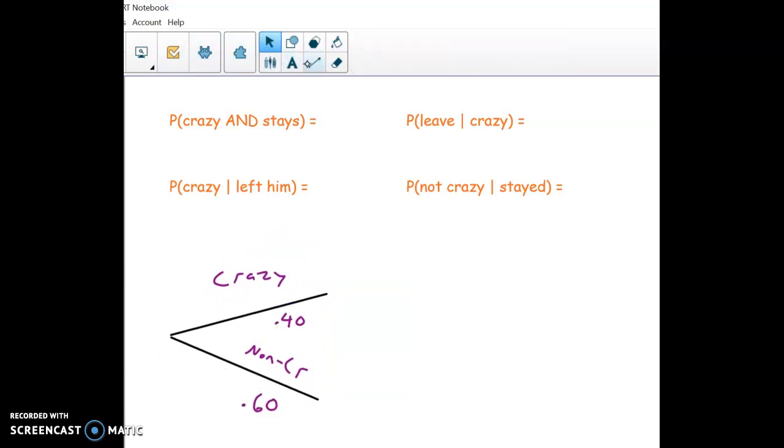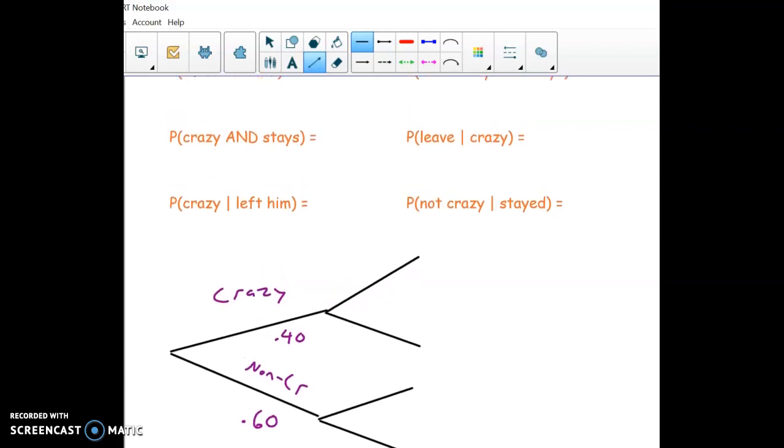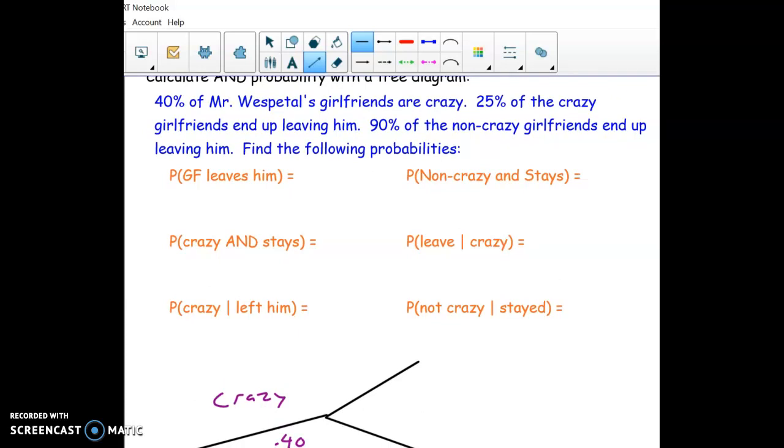And so from here, we've got to draw a couple more branches, right? Because with the crazy and non-crazy, some will stay, some will leave. Same thing with the non-crazy: some will stay and some will leave. Okay, so hopefully you can sketch this out, then pause the video and draw the rest of it using that data. See if you can fill in the other parts of it.